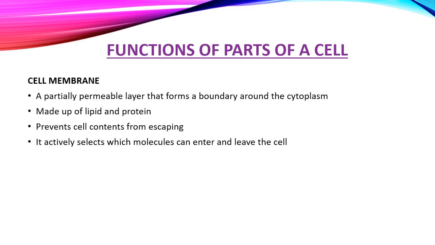The cell membrane. The cell membrane is a partially permeable layer that forms a boundary around the cytoplasm. It is made up of lipid and protein. The cell membrane prevents the cell contents from escaping from the cell, and it actively selects which molecules can enter and leave the cell.